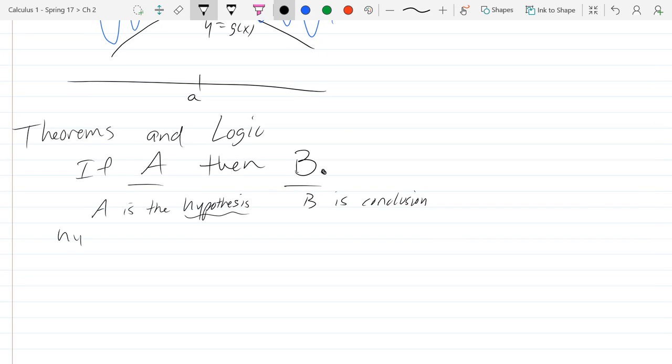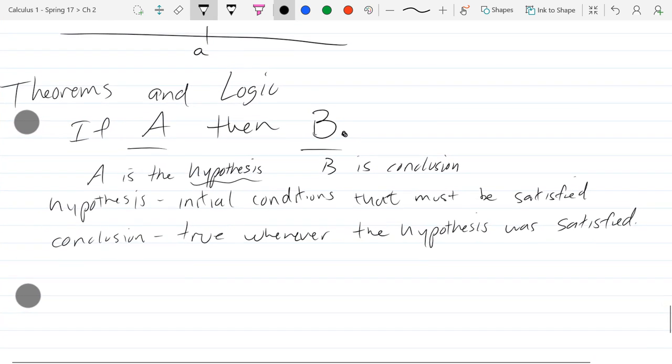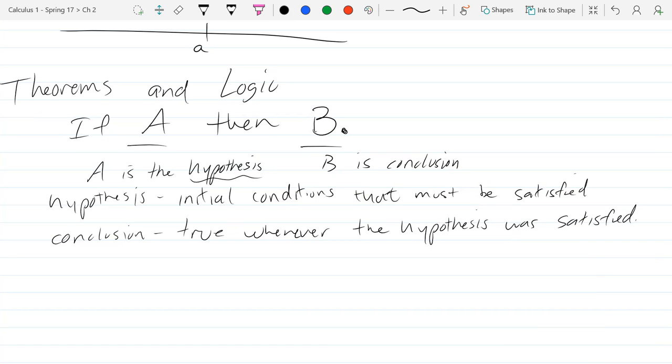So the hypothesis is the initial conditions that must be satisfied, and your conclusion is going to be true whenever the hypothesis was satisfied. So if I'm sure A was true, then I know B has to be true.